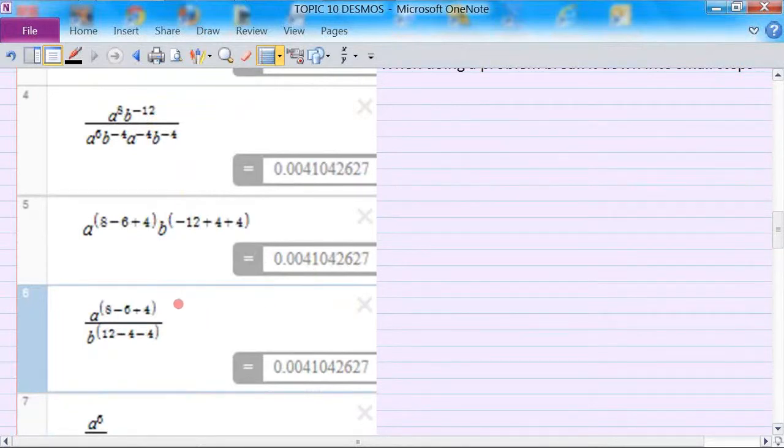Now what I've done here in going from box 5 to box 6, I've left this term exactly the same, and I brought this down to the denominator and changed each of the signs.